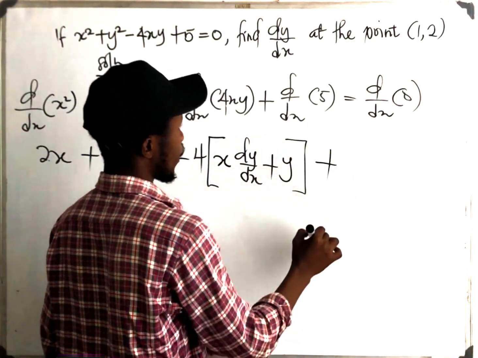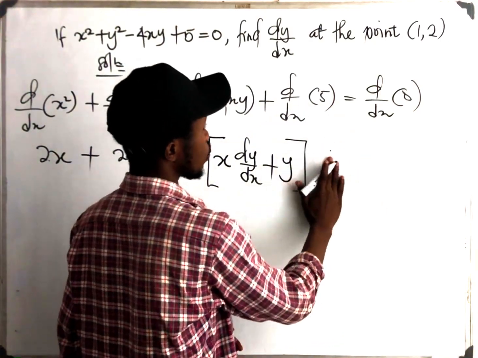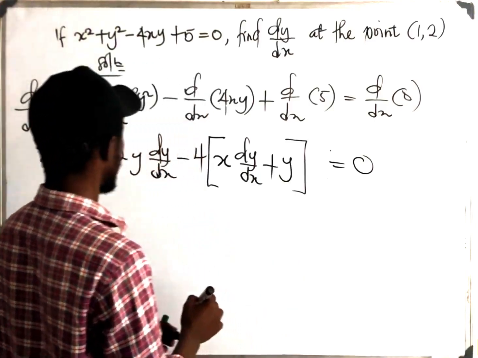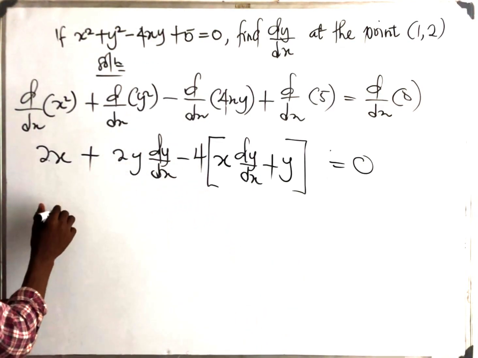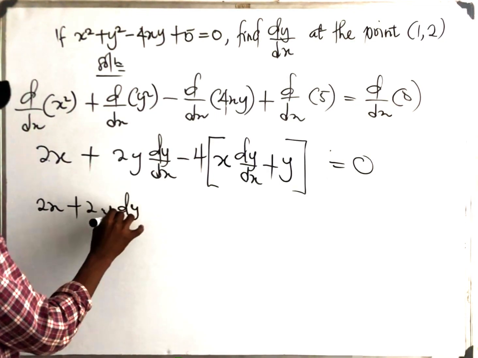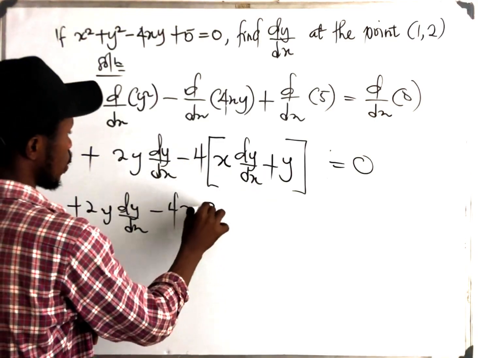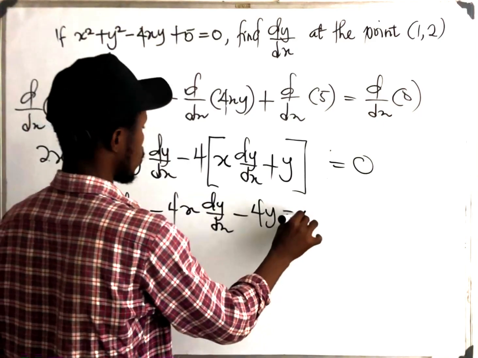So plus, if you differentiate a constant, the answer is always 0. So this will give us 0. Equals, if you differentiate a constant, the answer is always 0. So equals 0. The next thing you need to do here is let's simplify. We have 2x plus 2y dy/dx minus 4x, opening the brackets, dy/dx minus 4y equals 0.